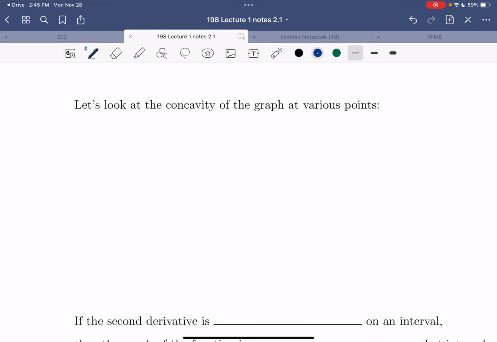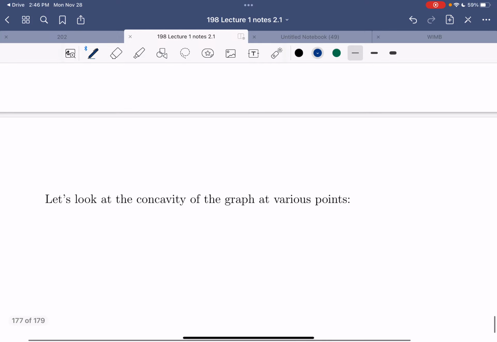Hey, this is the second half of Lecture 19. We are looking at sections 5.1 and 5.2 on maxes and mins and concavity and things like that. So we are jumping in here in the middle, and we're going to look at the concavity of a graph at various points. Now, before I get into that, let's talk about what concavity is.